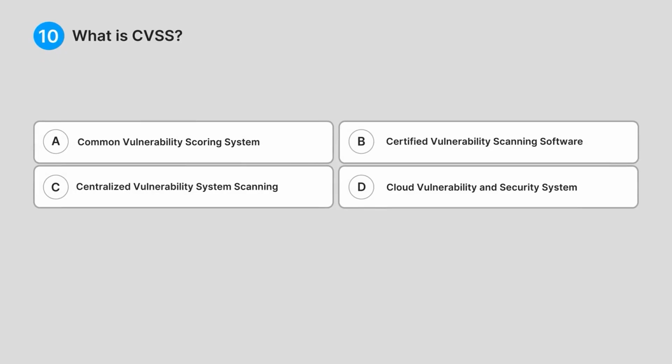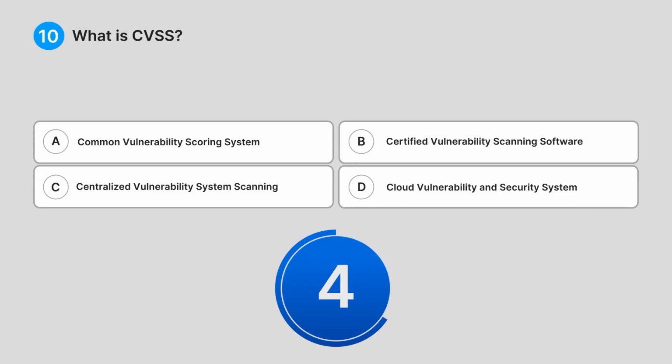10. What is CVSS? A. Common Vulnerability Scoring System. B. Certified Vulnerability Scanning Software. C. Centralized Vulnerability System Scanning. D. Cloud Vulnerability and Security System. Do you know the answer?